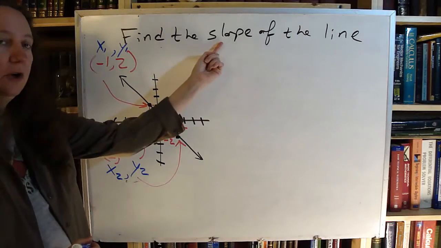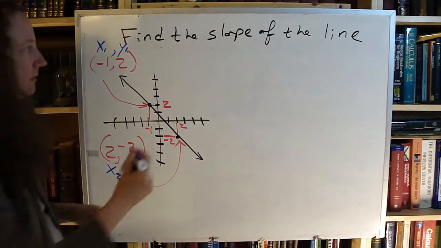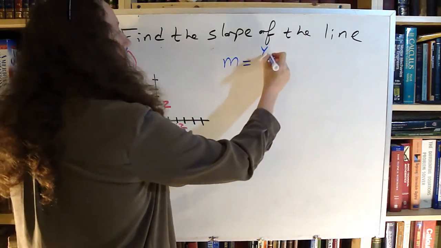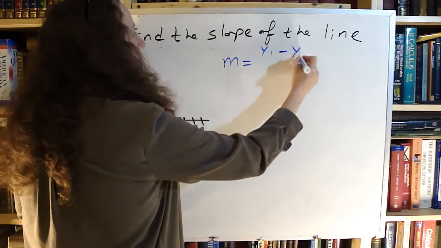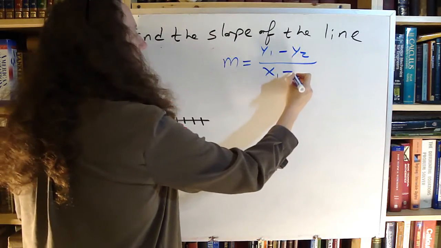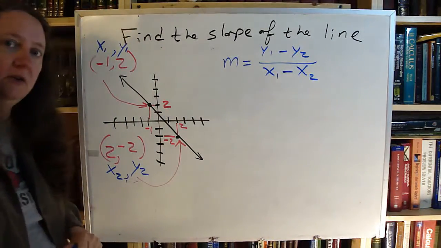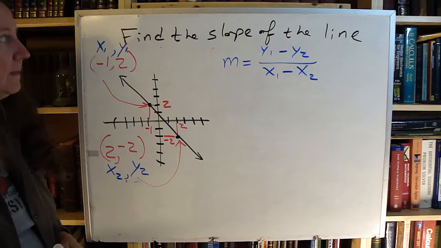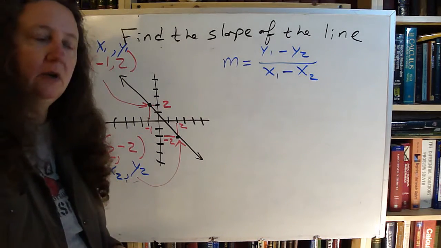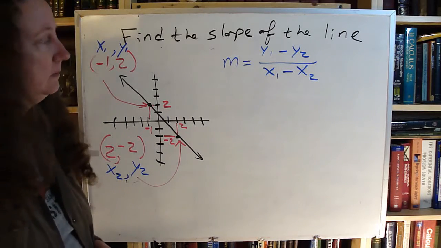I'm trying to find the slope, so I need to have my slope equation. M equals y1 minus y2 over x1 minus x2. It's an equation that you should memorize. If you don't have it memorized, write it down every time you do one of these problems. It'll help you to learn it.